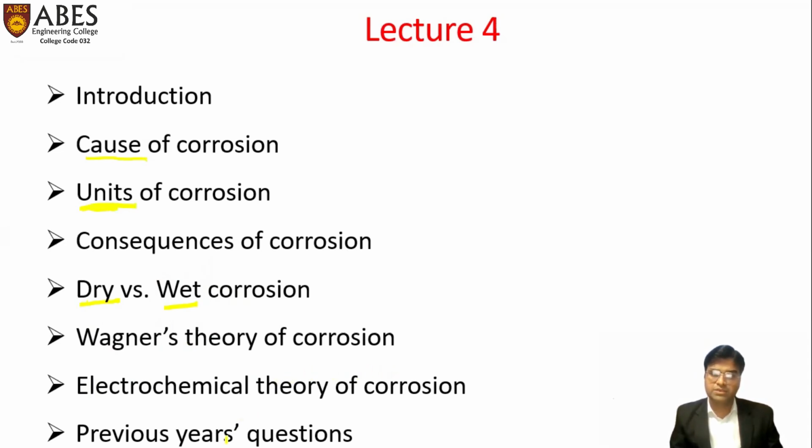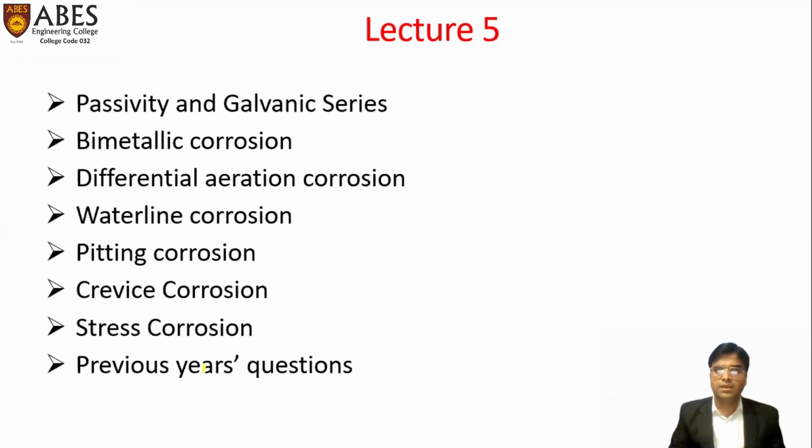And at last, we shall discuss about a few questions which are related to the contents of this lecture and those have appeared in the previous year's examinations. In the next lecture, we shall discuss about the passivity and the galvanic series. Passivity is that phenomenon by which a metal turns passive and it does not allow the corrosion to propagate.